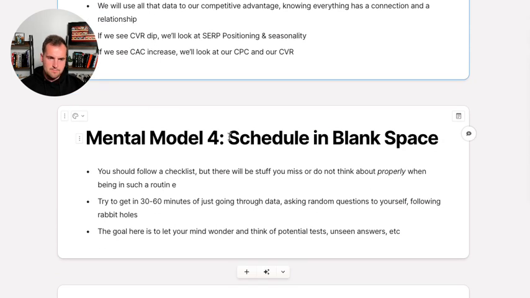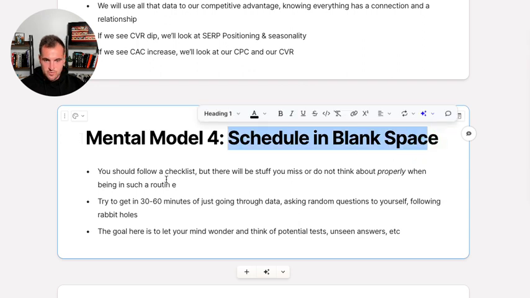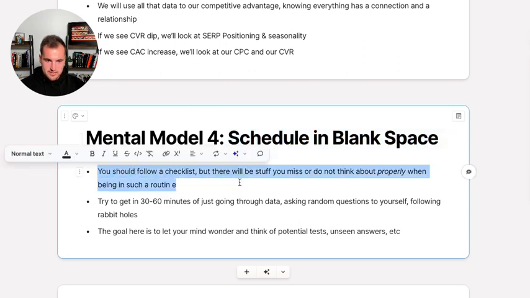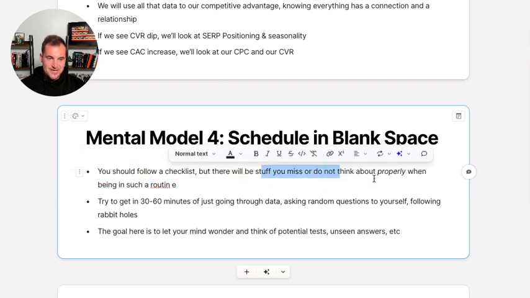Number four: schedule in blank space. This is a big one. Try to do this weekly. When you follow a checklist, if you're a beginner, you should. But there'll be stuff you miss or do not think about properly when it's such a routine. This is the main thing, thinking.